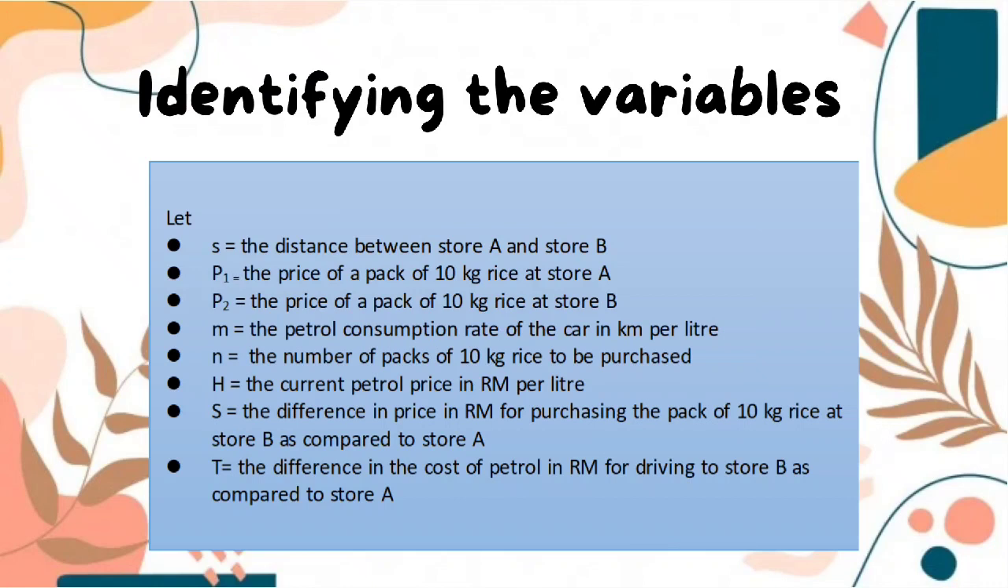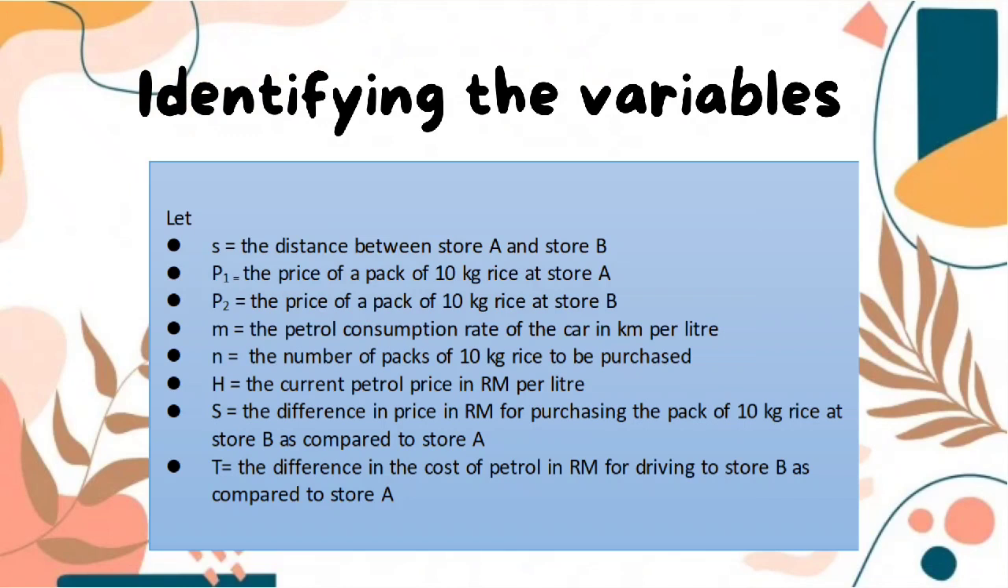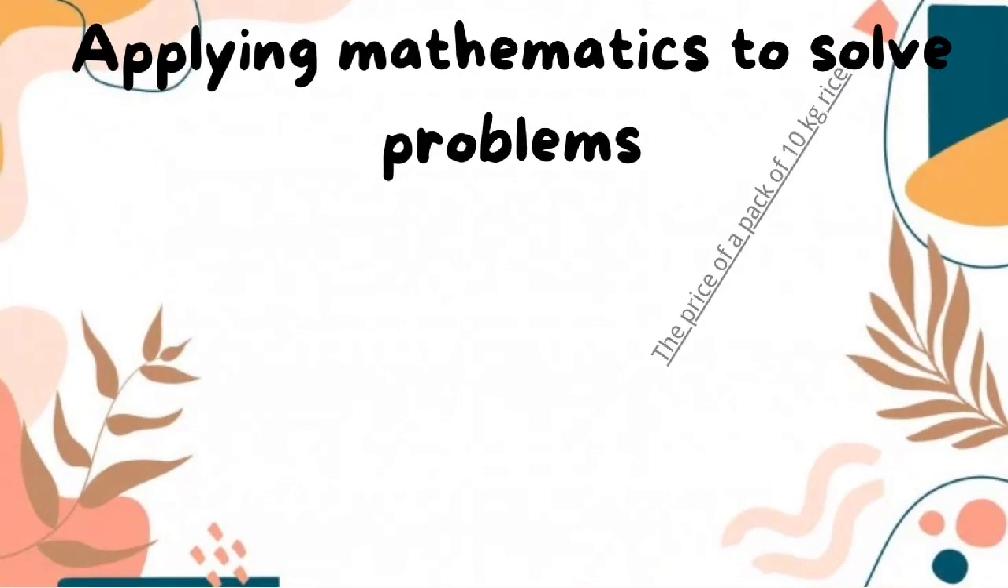Capital letter S equals the difference in price in RM for purchasing the pack of 10 kg rice at store B as compared to store A. Capital letter T equals the difference in the cost of petrol in RM for driving to store B as compared to store A. Applying mathematics to solve problems.